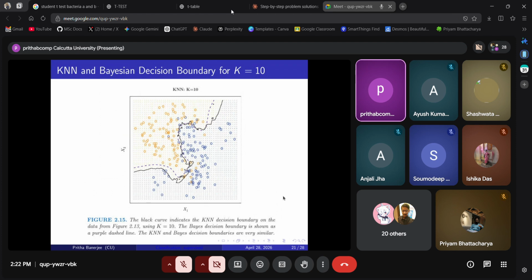Okay. So now let's look at this KNN and Bayesian decision boundary for k equal to 10. Surprisingly, you will see that for a value k equal to 10, which is not very big, not very small. k less than or equal to 3 is considered to be small, and k greater than 20 is supposed to be very big. So k equal to 10 is somewhat like a nice value.